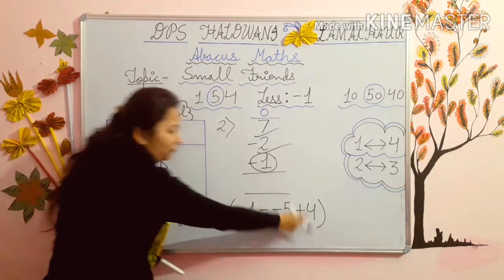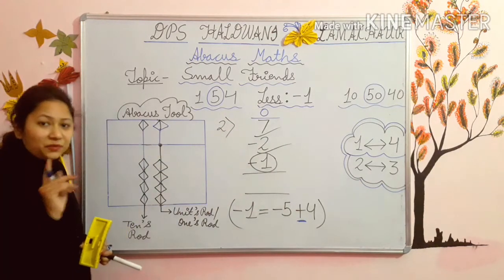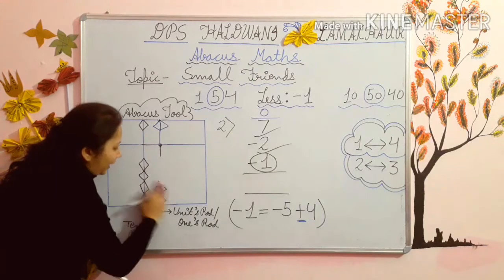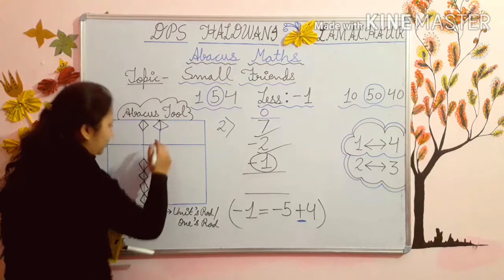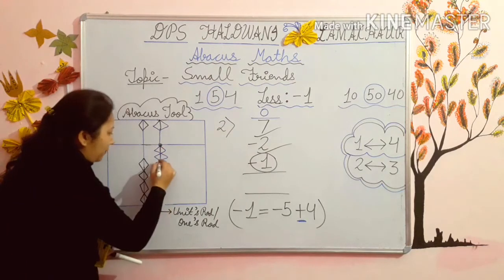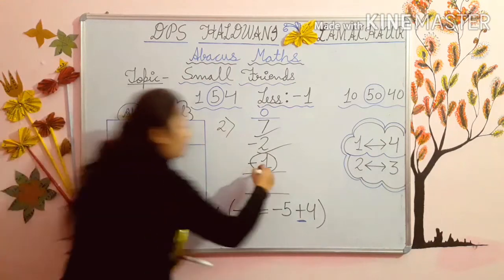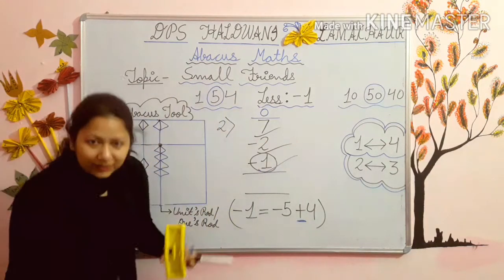Then you have to do 4. You have to add 4. Plus 4 means add 4. So 4 add, put the 4 beads up. For adding, you know we have to put the beads up. 4 beads up. And your 1 is subtracted. Nothing you have to do now.